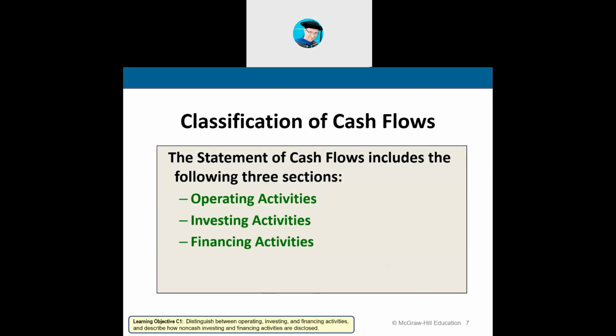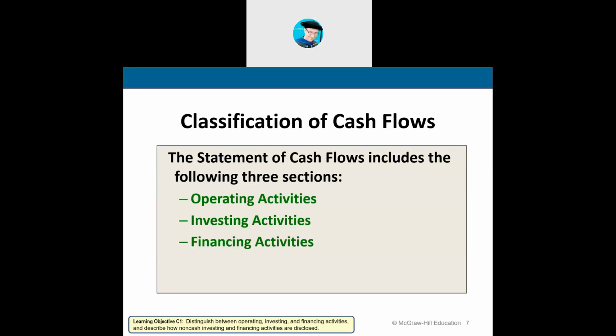Operating activities, again, that's the day-to-day operations of the business. The cash coming in is from the sale of goods and services to our customers. The cash going out is us paying our expenses, paying wages, paying rent, paying utilities, paying whatever, purchasing more inventory. Those are day-to-day operations. So operating activities, day-to-day operations of the business.